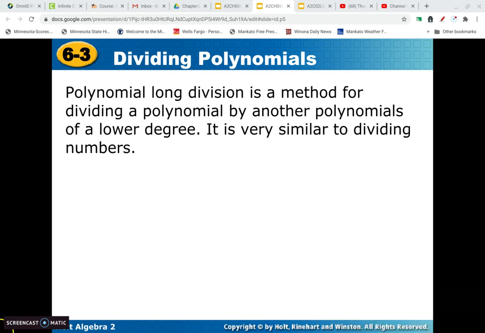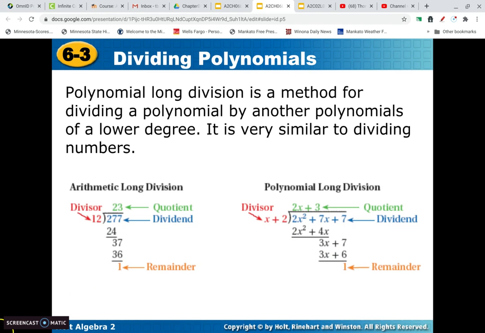Hi, welcome back to 6.3. We're going to work on dividing polynomials. And one of the things we have to go back to is the idea of long division of what we did. Kind of remember that system.